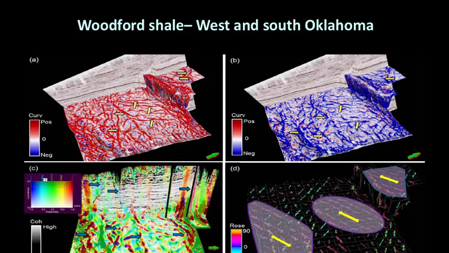This is not biased by any kind of interpretation. No interpretation goes into generating this except the horizon that has been picked along which we are showing this. So this is determined over a volume, and then you can display it along the horizon of your interest. So you have the most positive curvature, most negative curvature, and this is the Rose diagram attribute that we have calculated.